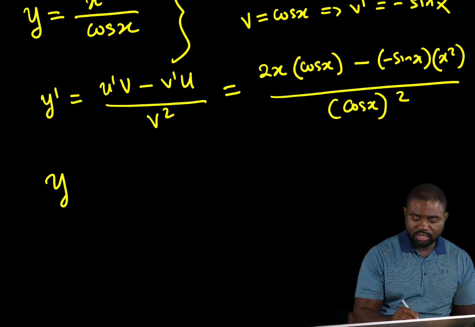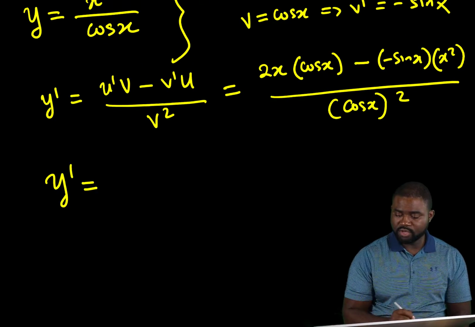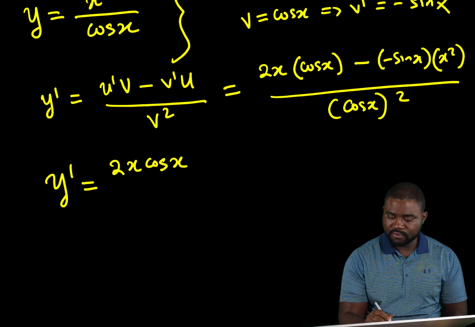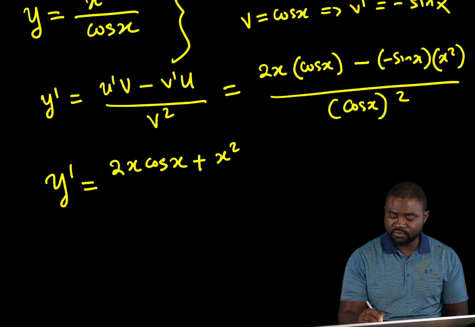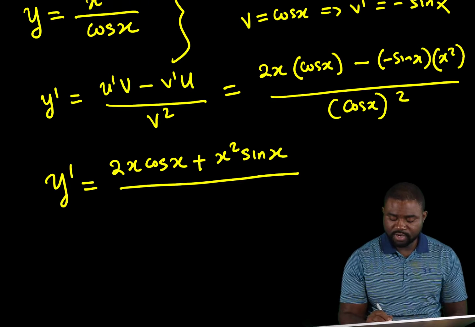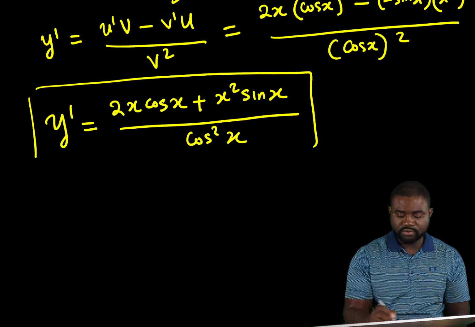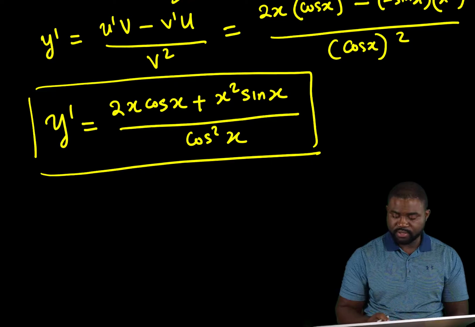This would mean that y prime is equal to 2x cosine x plus x squared sine x all divided by cosine squared x. If you are like me, you will want to further simplify, but you could let your answer be like this.